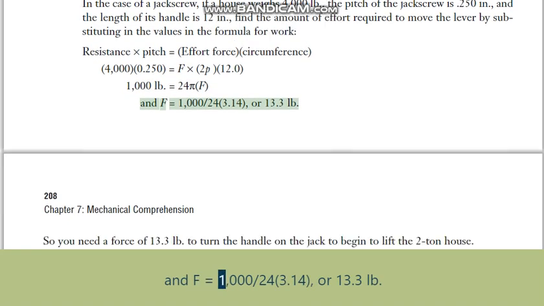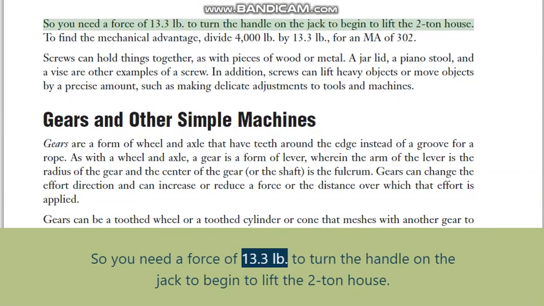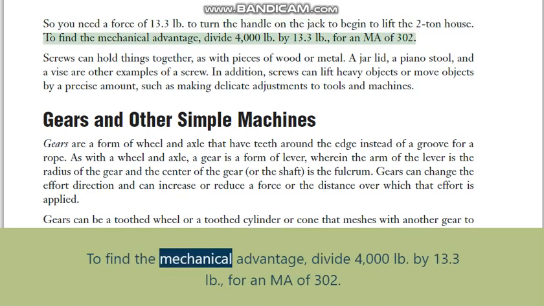And F equals 1,000 divided by 24 × 3.14, or 13.3 pounds. So you need a force of 13.3 pounds to turn the handle on the jack to begin to lift the 2-ton house. To find the mechanical advantage, divide 4,000 pounds by 13.3 pounds, for an MA of 302.